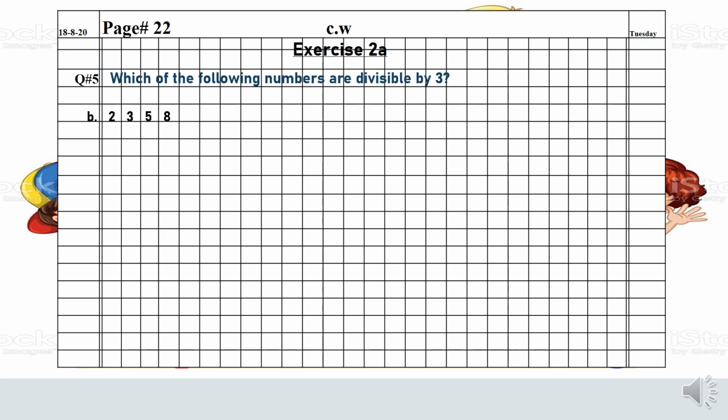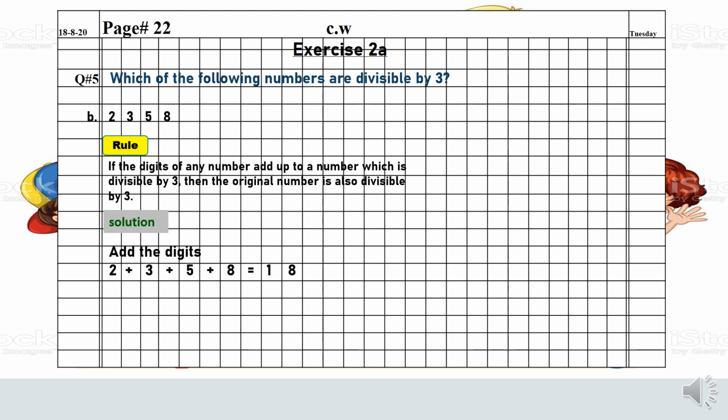B part is 2358. They have not given commas, beta, you have to put commas by yourself. Okay, so first you will write the rule. If the digits of any number add up to a number which is divisible by 3, then the original number is also divisible by 3. In other words, you can also write that if the sum of all the digits of the given number is divisible by 3, then the original number is also divisible by 3. So both of the rules are the same, but beta, you have to memorize them.